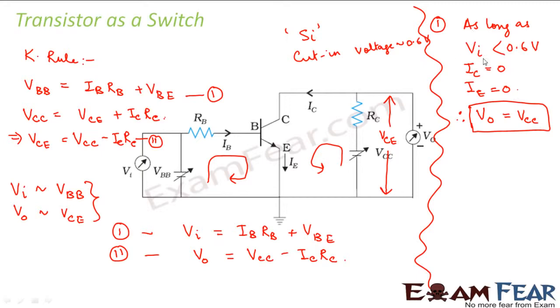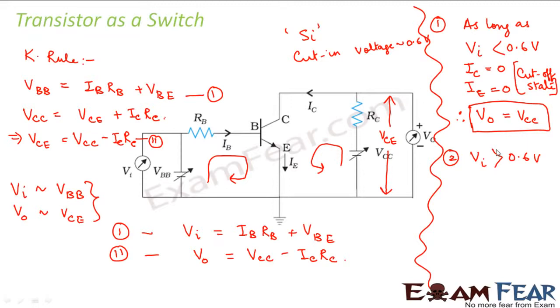So the output becomes VCC as long as the input voltage is less than the cut-in voltage of the semiconductor. Now let us look at the second scenario, when the input voltage is greater than the cut-in voltage of the semiconductor. What is this state? This is the cutoff state. You remember I spoke about the cutoff mode of a transistor. When was the cutoff mode? When the emitter base junction was reverse biased as well as the base collector junction was reverse biased. Okay, we will relate all those things later.